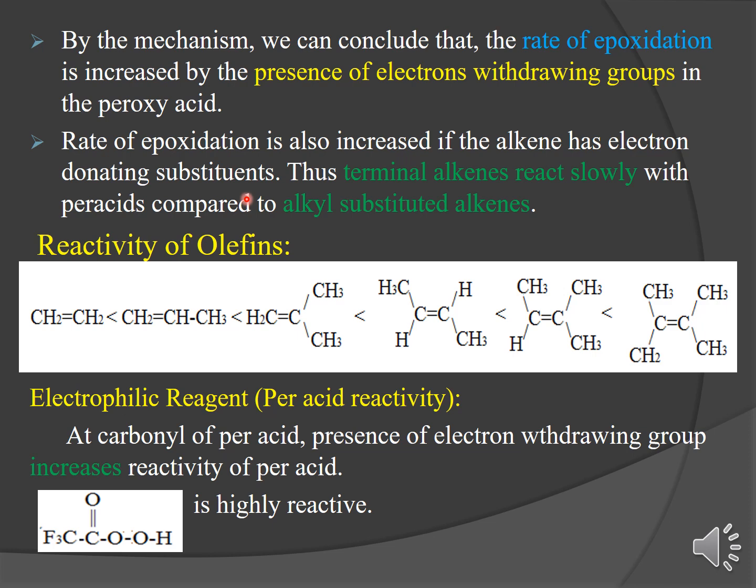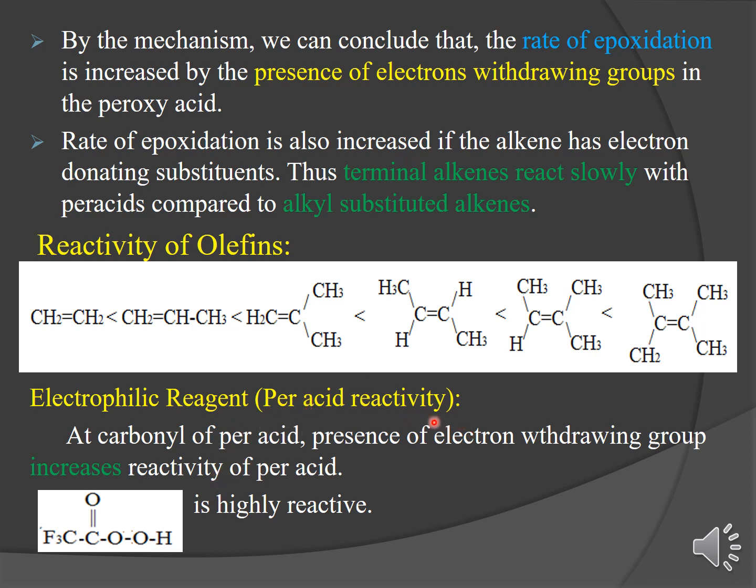If the alkene has electron donating substituents, the rate of the epoxidation might increase. And terminal alkenes will react very slowly with the peracids compared to the alkyl substituted alkenes. This is the reactivity of the olefins. Please go through this one. And then, the electrophilic reagent, the peracid reactivity.